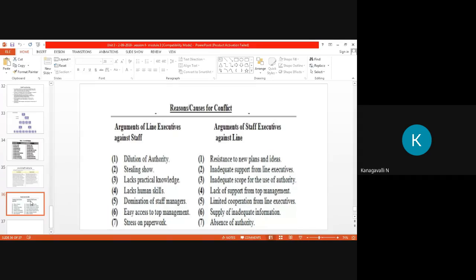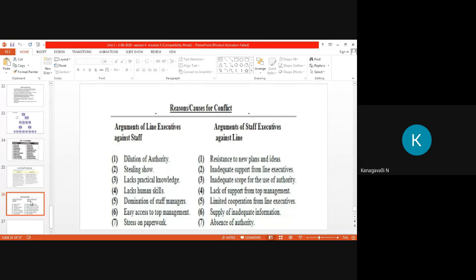Then specialized staff. Such staff act as the fountainhead of expertise in specialized areas like R&D, personnel, and accounting. Then general staff covers a set of experts in different areas who are meant to advise and assist the top management on matters, right? For example, financial advisor and technical advisor. So these are the general types of staff.